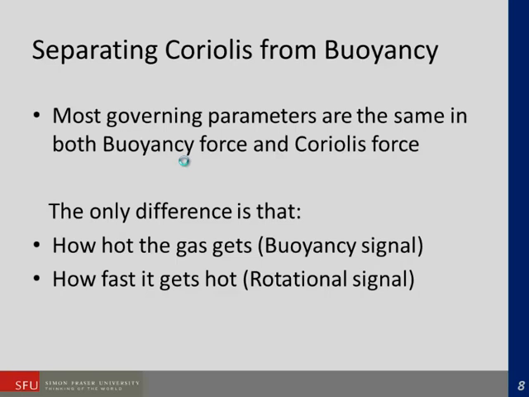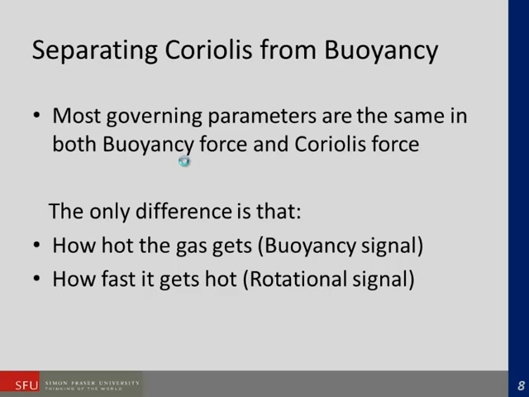One way that we can solve this problem is to separate the Coriolis from the buoyancy. This can be done, but it seems to be difficult because the main governing parameters for these two forces are the same. The only difference that I can talk about here is that the buoyancy flow is a steady state flow, so it depends on how hot the gas gets compared to the ambient temperature, the gas inside the device and the ambient temperature. The rotational signal is a transient signal, so it depends on time. So it corresponds to how fast it gets hot.